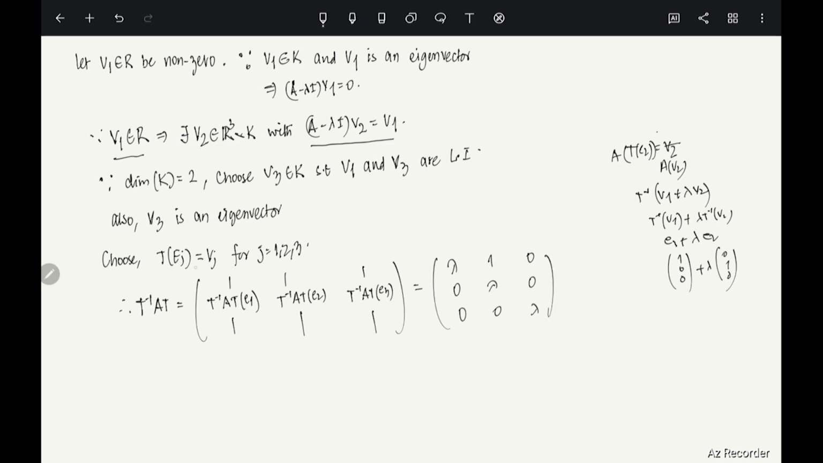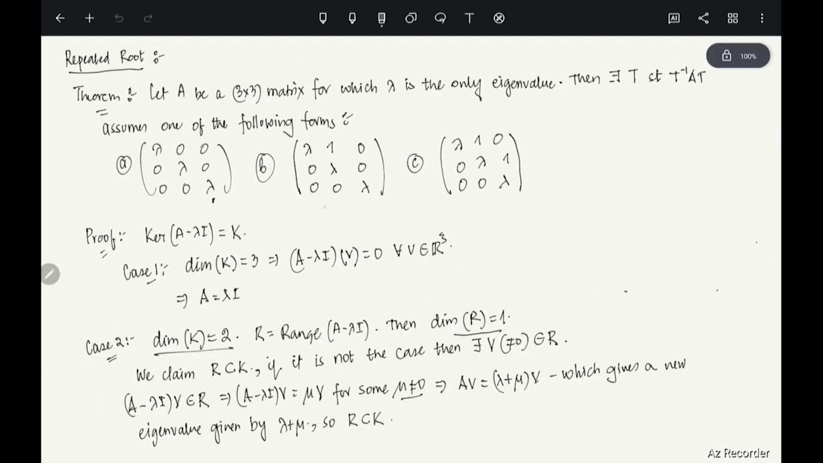Why? Because the last one is V3, which is again an eigenvector, so the same thing will happen with E3. So this is the second part. Clearly, this is the B part. I hope this is clear.